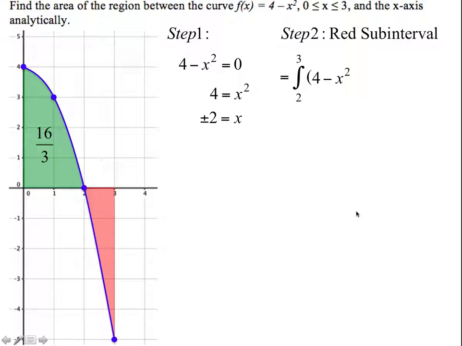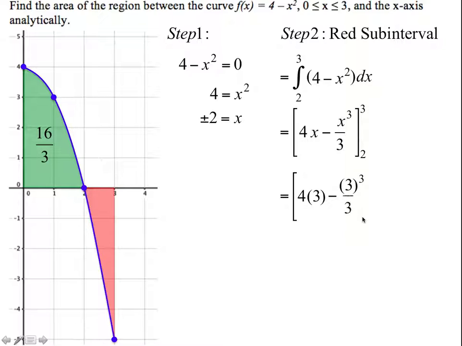And so we go from 2 to 3, and the function is 4 minus x squared dx. And if you notice, we're integrating the same function. So we've already integrated it before. We get this. And so the new part is plugging in the upper bound 3. So we have 4 times 3 minus 3 cubed divided by 3, minus, and then we're plugging in 2. And we've plugged in 2 already when we evaluated the green subinterval. So we know this value.